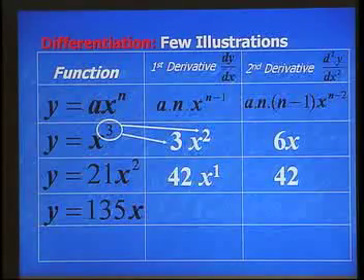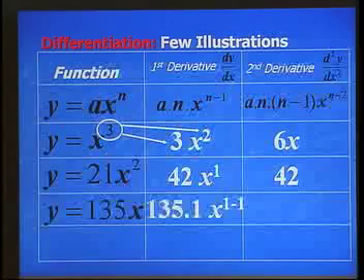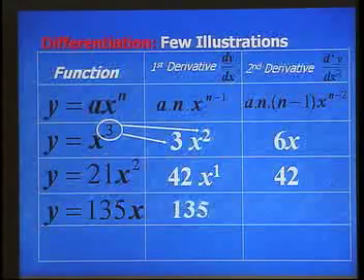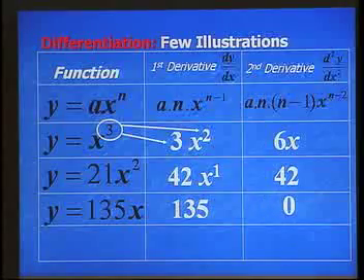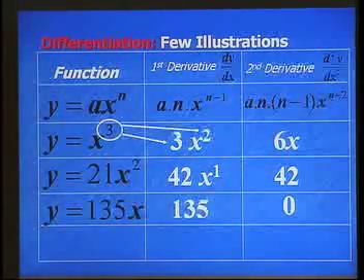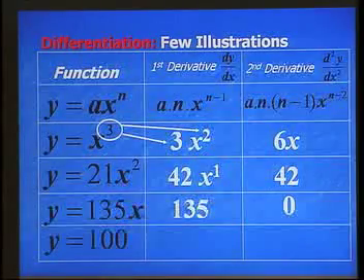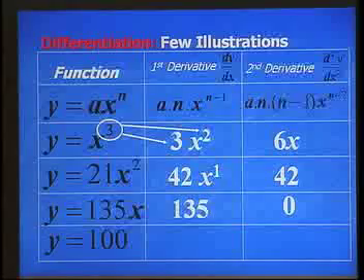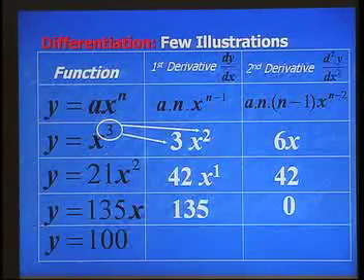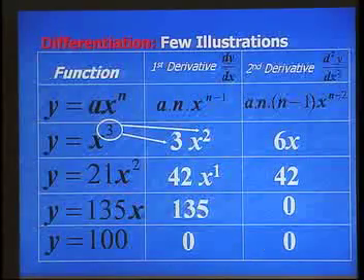And for y is equal to 135x, the first derivative will be 135 and the second derivative will be 0, because the derivative of any constant will be 0. For y is equal to 100, the first derivative will be 0, as I said earlier that the derivative of any constant will be 0, and similarly the second derivative will also be 0.